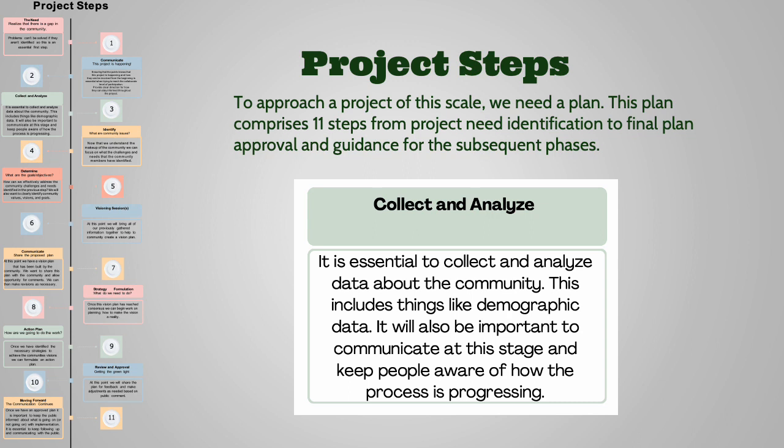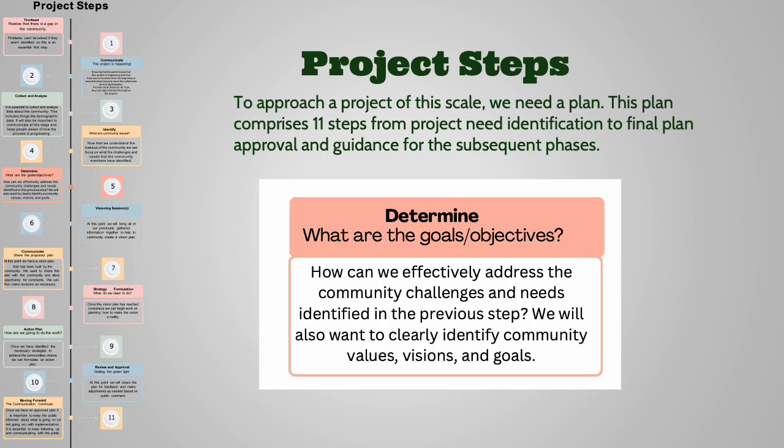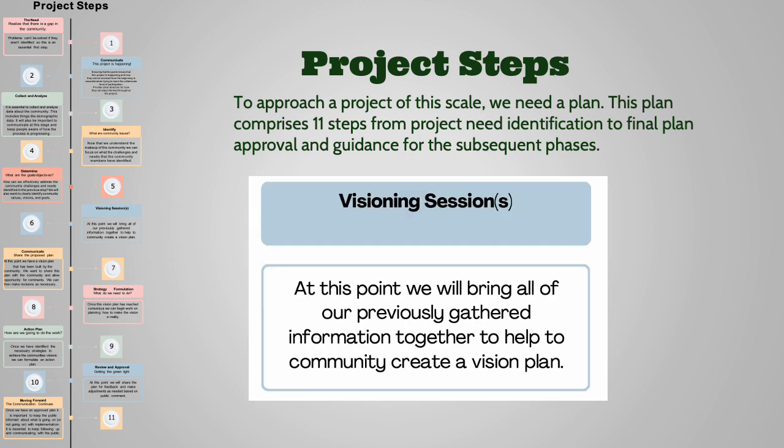Next, we will need to begin to collect and analyze available data about the community. This includes things like demographic data and safety data. Then we can identify what are the community issues and needs. Then we can determine what are the goals and objectives needed to address these challenges and needs. At this point, we can bring all of our previously gathered information together to help the community create a vision plan.